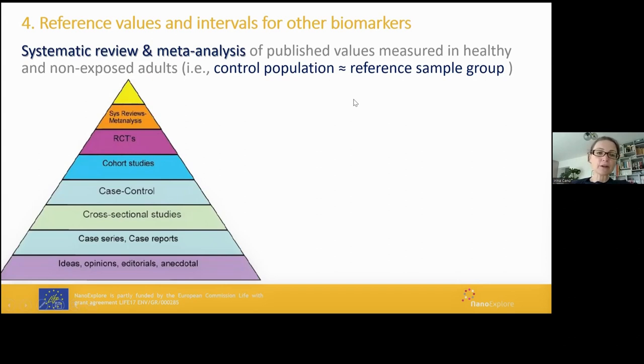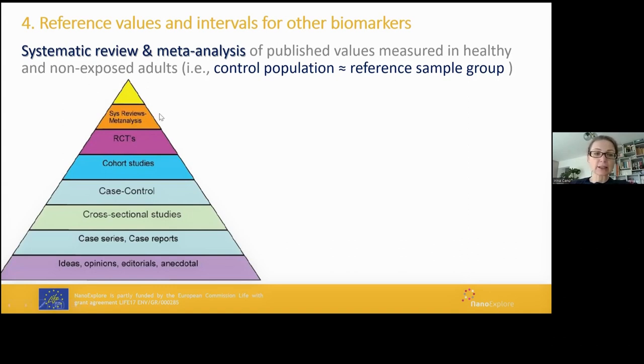And the big advantage of systematic reviews and meta-analyses is that they could increase the precision of the overall estimates of the values, which could then be extracted from the reference sample group and considered as reference values and summarized with a reference interval. And here you can see this triangle, which actually represents a hierarchy of epidemiological study designs according to the level of proof they provide.